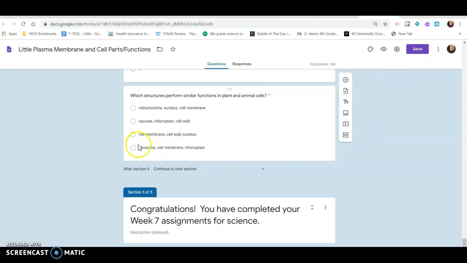Don't forget to click the send button, and this completes the oral recording for plasma membrane and cell parts and functions.